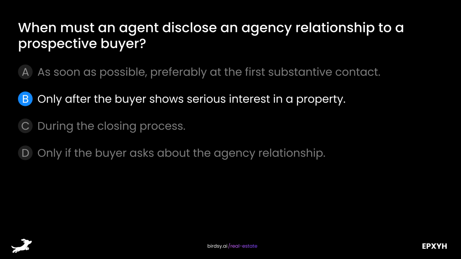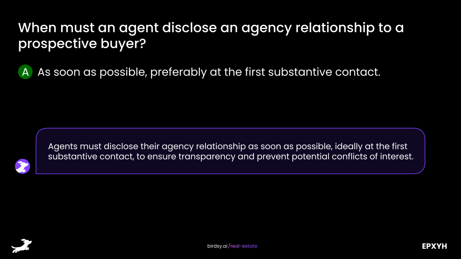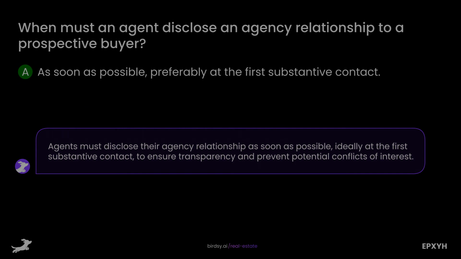B. Only after the buyer shows serious interest in a property? C. During the closing process? Or D. Only if the buyer asks about the agency relationship? The answer is A. As soon as possible, preferably at the first substantive contact. Agents must disclose their agency relationship as soon as possible, ideally at the first substantive contact, to ensure transparency and prevent potential conflicts of interest.